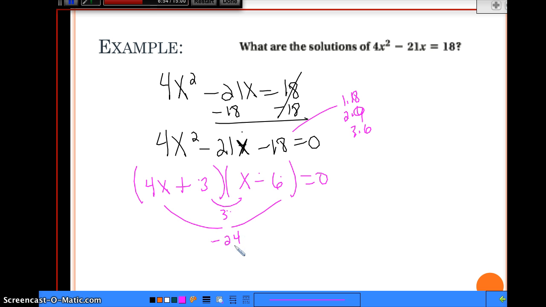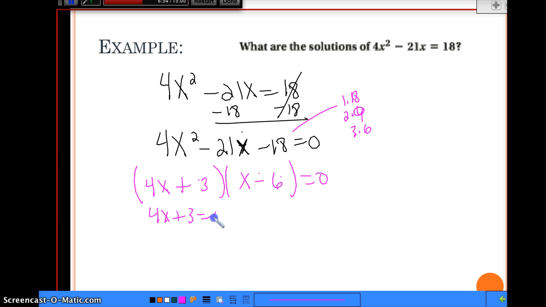Ooh, I like that one. 3x and negative 24x, am I right? Would give me negative 21. There it is. That's the one that works. So once you factor it, now you separate them and set each equal to 0.